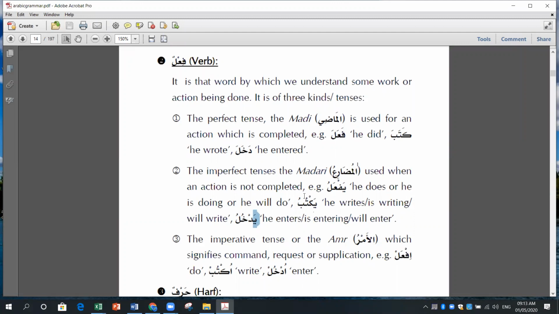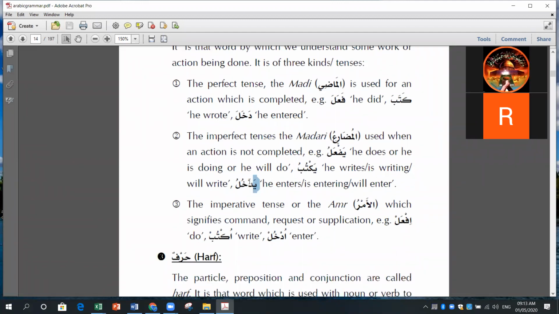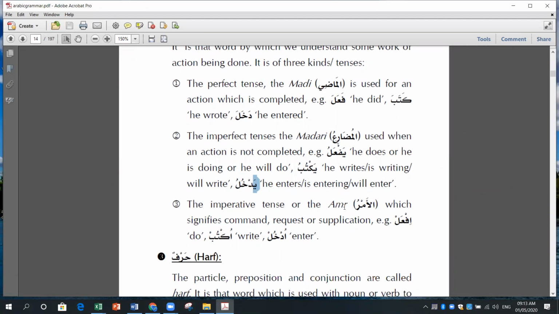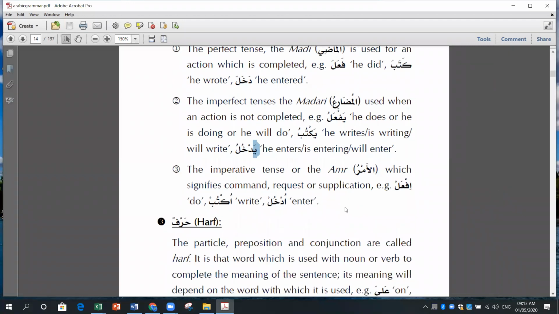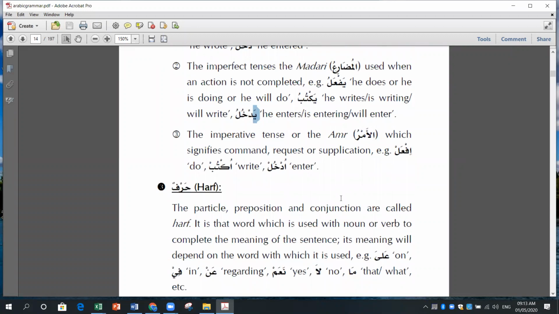Okay, but here they have given the third one, Fi'lul Amr, but actually this is derived from Fi'l Mudare. So I will not discuss it right now. Inshallah, when we go into detail for the words, then we will say this.